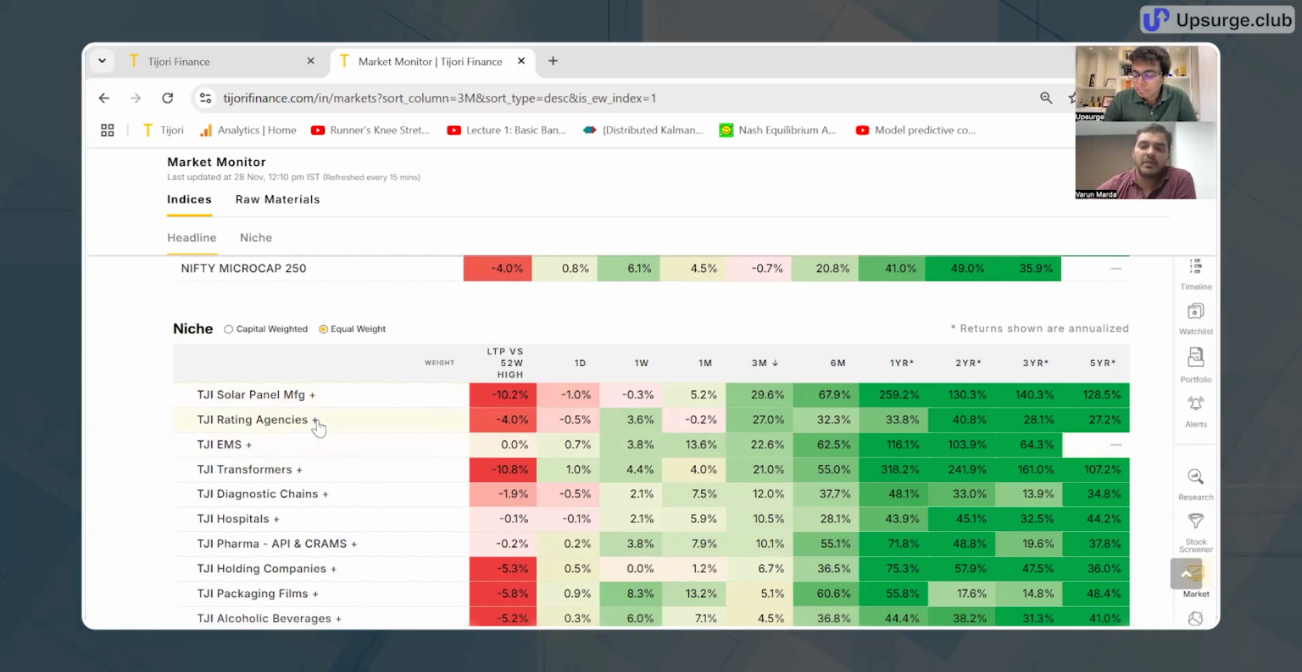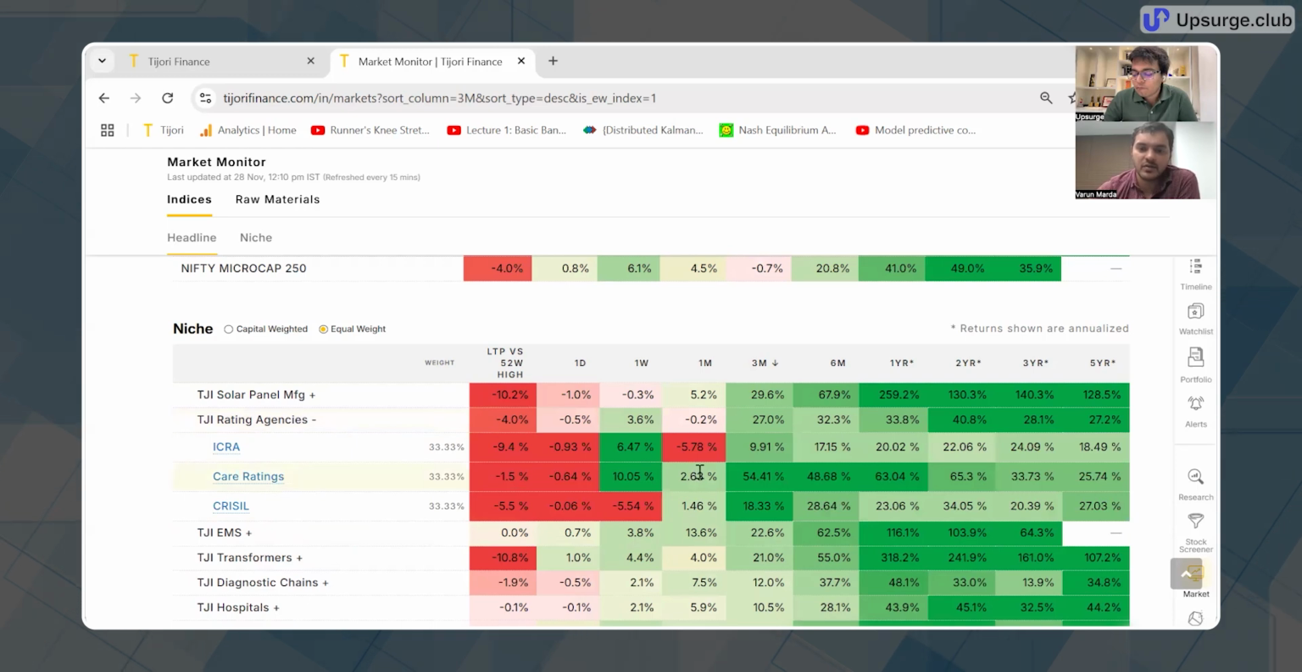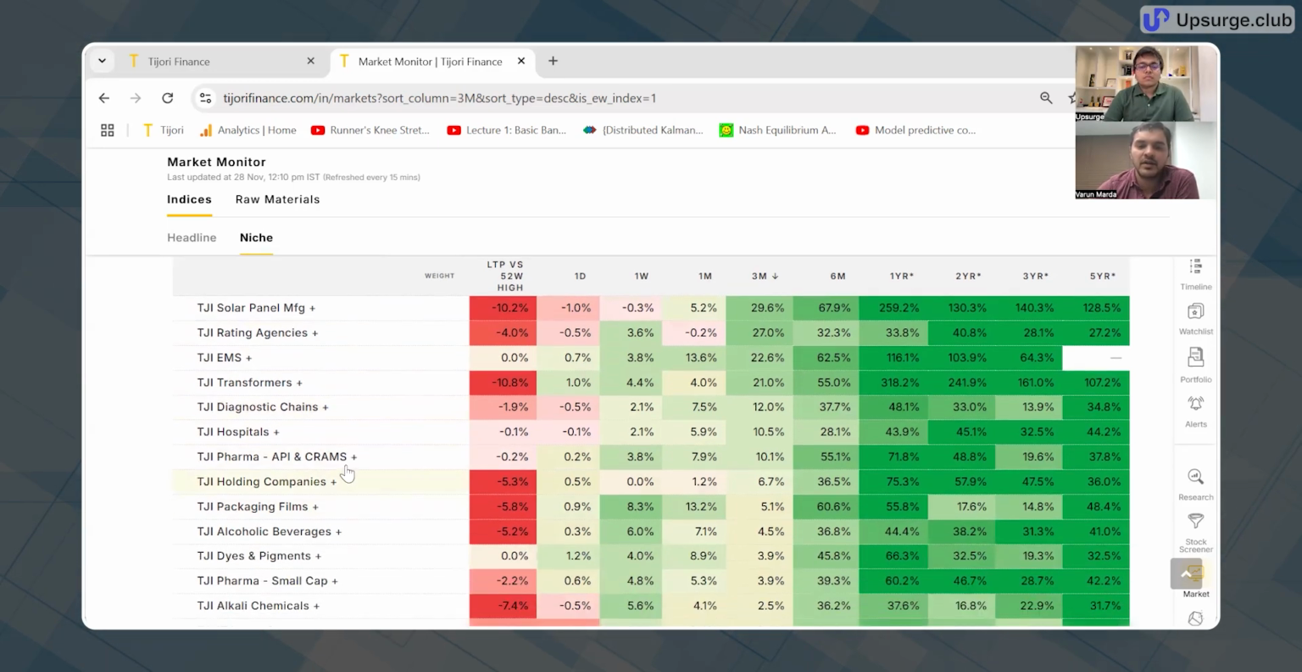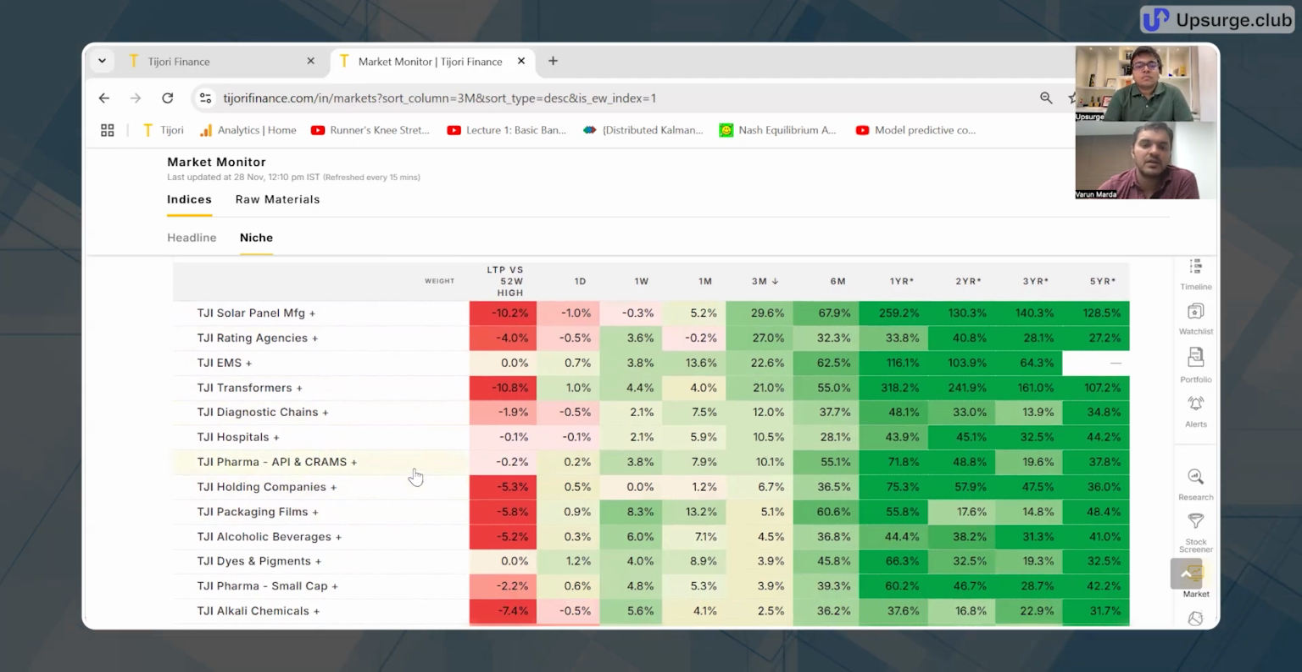So you can see in the last 3 months solar panels, rating, EMS are doing well, but one thing that might have surprised you is, okay, rating agencies are also doing well. Why are they doing well? Why has CARE gone up 54%? It's just something to investigate, because we hear of many things, like diagnostic chains are suddenly looking up. There can be something hidden, something which you might not have seen, and you can see it here.